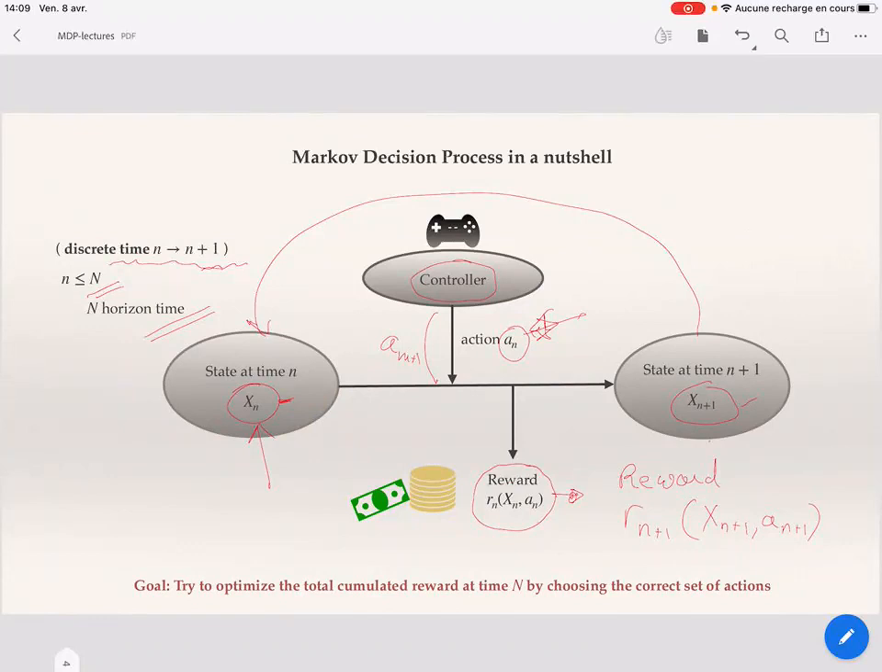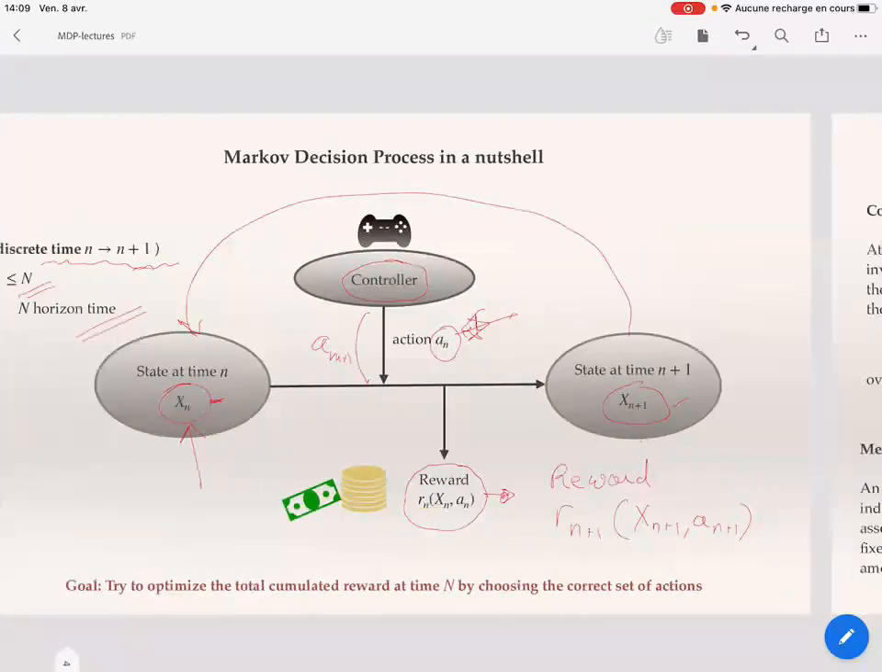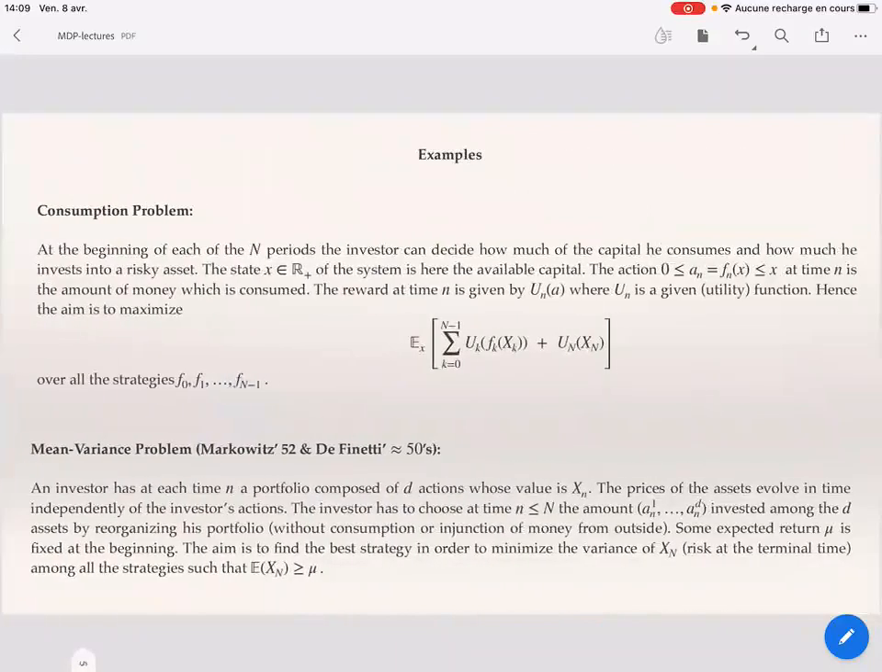Okay, so this is a Markov decision process. I will give some precise definition later. But here I give some examples of optimization problems we are interested in. The first problem is a consumption problem, and we will spend a lot of time on it as a typical example on which we will apply the theory. So in this consumption problem, you have n discrete time periods, and you have some investor. We can decide how much of the capital that he has, he can consume.